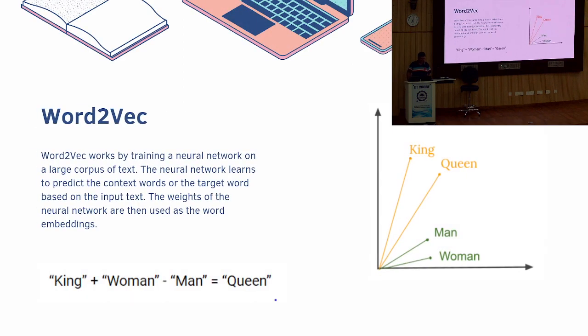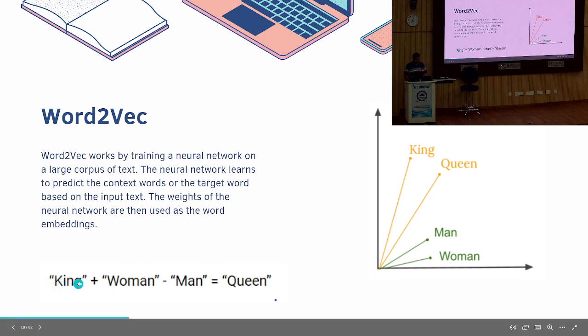First, word2vec works by training a neural network on a large corpus of text. The neural network learns to predict the context words or the target word based on the input text. After training, the weights of the neural network are used as the word embeddings. It's quite a complex algorithm and I am not completely discussing it here, but you can appreciate its example. In the example, you can see the vectors are given. After word2vec, we get vectors for king, queen, man, and woman.